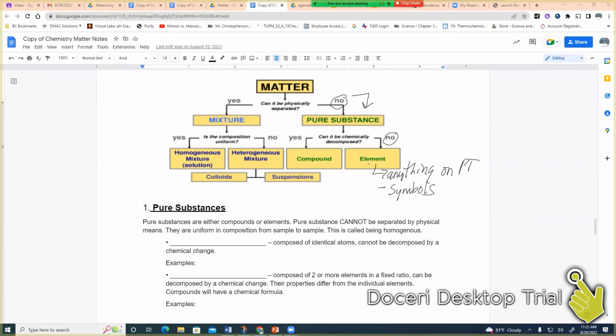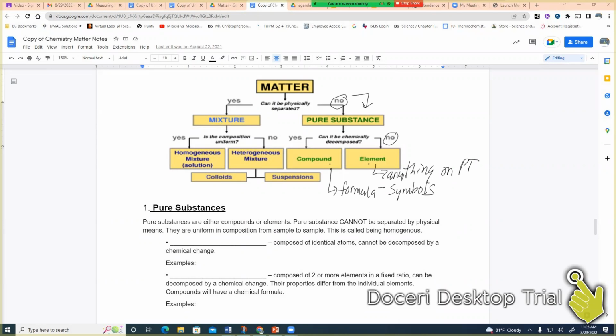Now we know that elements or atoms are made up of protons, neutrons, and electrons. But this says, can it chemically be decomposed? To get to protons, neutrons, and electrons, it would have to be some kind of nuclear process. If it can be chemically decomposed or broken down, then we go to a compound. So a compound is two or more elements. So these are going to have a formula.